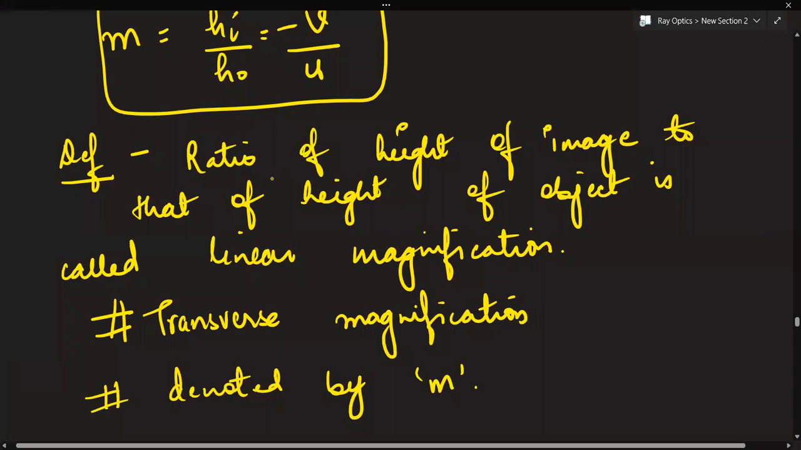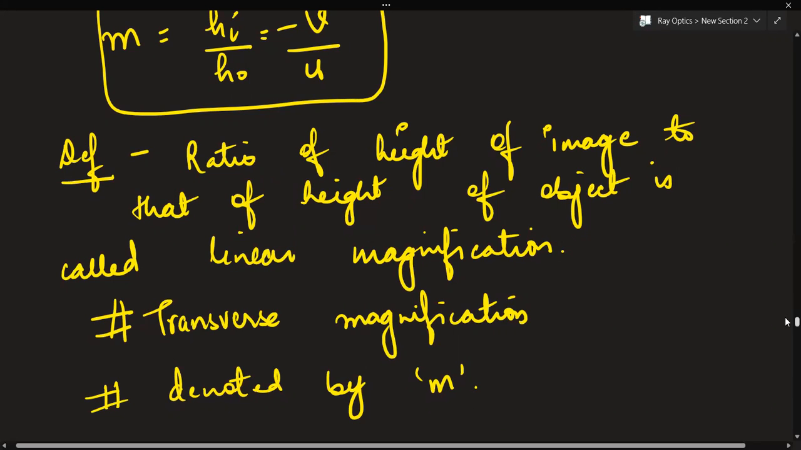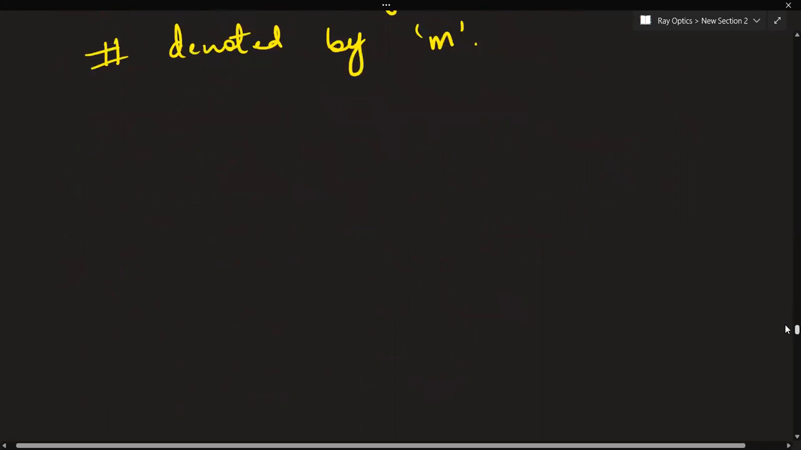This is denoted by small n. And you have to apply the new Cartesian sign conventions. One more thing, class, I'll add one more thing. In your exams, if you do not directly have V and H, you can use your mirror formula to get whatever is the missing quantity. Find whatever is the missing quantity.